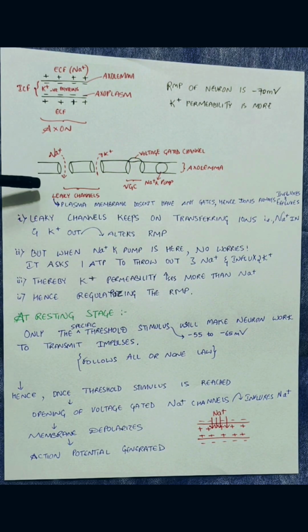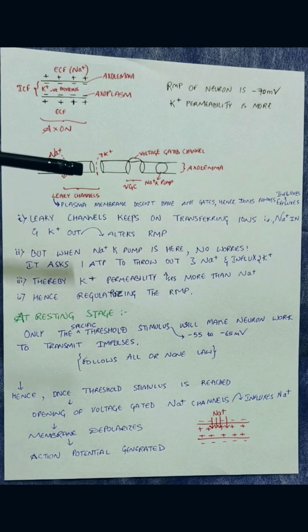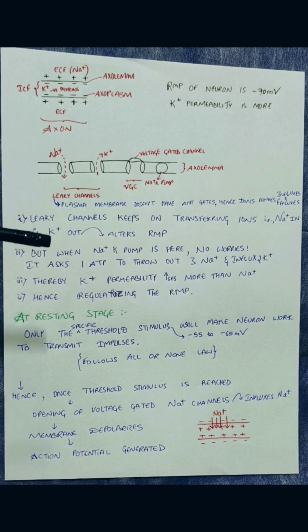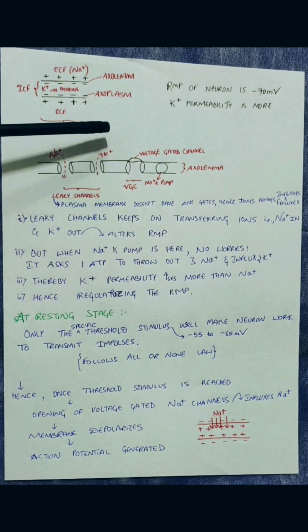The resting membrane potential of a neuron is minus 70 millivolts, and here potassium permeability is greater. So, what are leaky channels? Leaky channels are channels in the plasma membrane that don't have any gates, hence ions keep on influxing and effluxing. The leaky channels keep on transferring sodium and potassium ions, thereby altering the resting membrane potential. So there is influx of sodium and efflux of potassium.